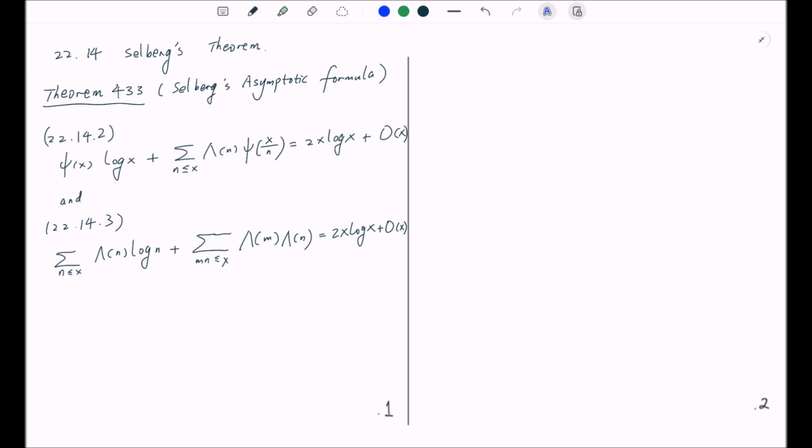In the literature, you might have seen Selberg's asymptotic formula stated in other forms. But in this video series, we're going to state this as these two formulas, because they will be directly used in our proof of prime number theorem. First, let us prove that these two formulas are actually equivalent.